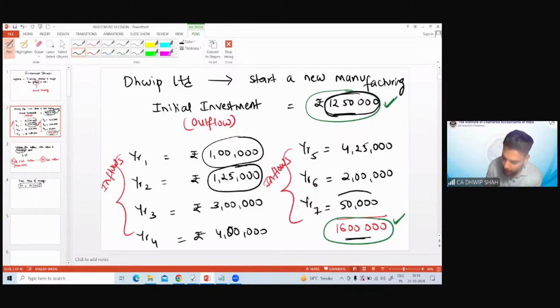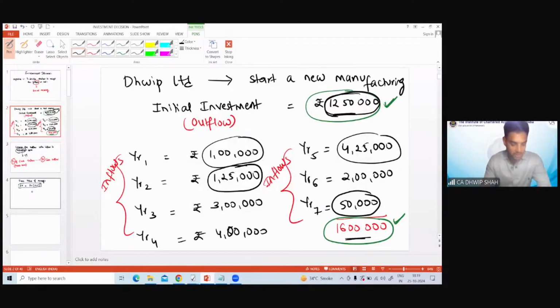Likewise, worth of 50,000 at the end of year 7 would be very much less today. And in decision making, we have said today to make the decision of investment. So we need to bring all the calculations to today's level, at 0 point. So that's why we take present value, and that's why we don't compare in absolute terms. The worth of 50,000 at the end of year 7 would be very much less today. The worth of 4,25,000 at the end of year 5 would be very much less today. So we need to bring that in today's terms. So that's why we are using the concept of time value of money.